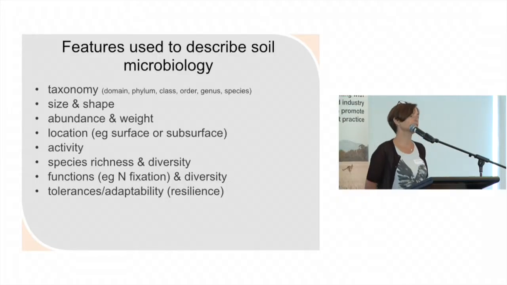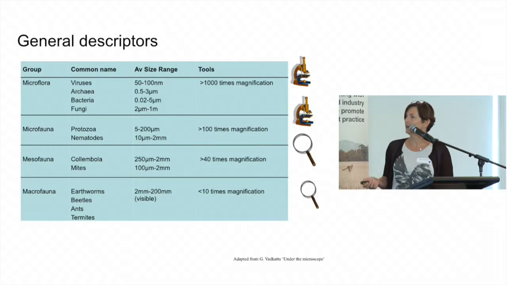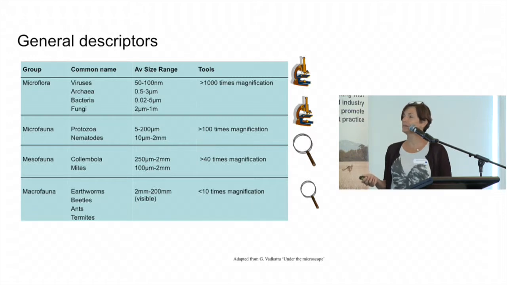So to start with, I want to perhaps run through a list of features that are used to describe the soil communities. So we use taxonomy. For a long time we probably got hung up on taxonomy, but it's now just one criterion that we use. Another way of looking at the microbial life is to group them according to their size, and we've done this for a long time. So we have groups like microflora, which I'm going to spend most of my time talking about this morning. The viruses, the bacteria and the fungi, and we've got size ranges there. Fungi tend to be the biggest and viruses the smallest.